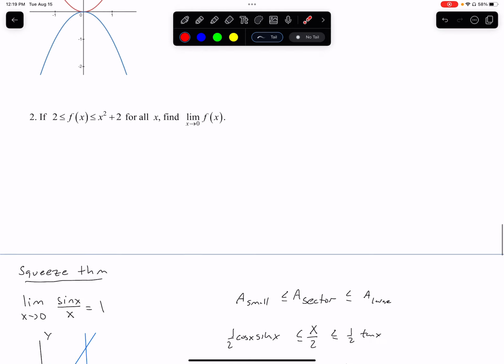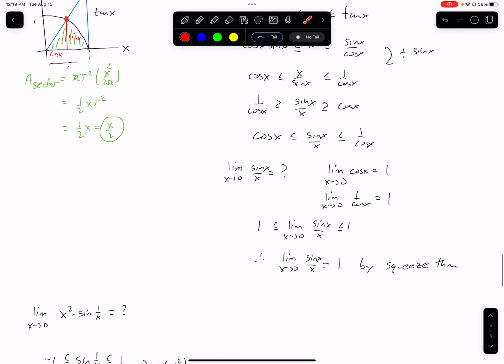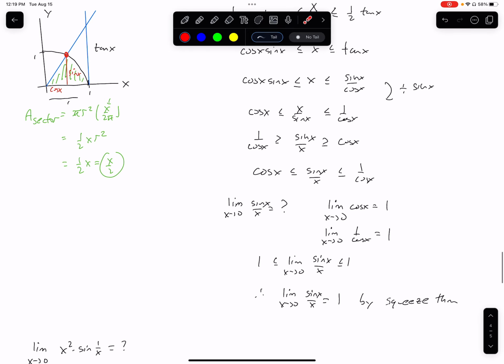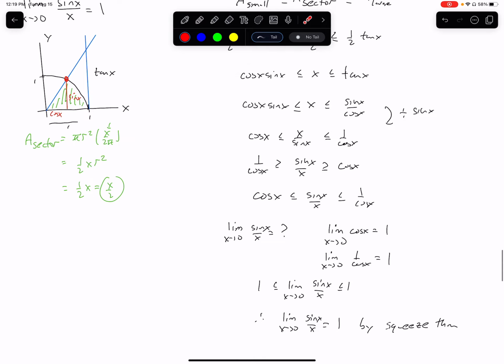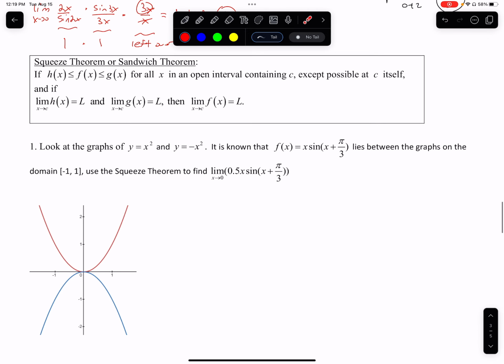And again, we saw that when we did our example for the squeeze theorem. We said if we can find the limit of cosine of x is equal to 1, because we said that sine of x over x is between cosine and 1 over cosine. Cosine is approaching 1 as x approaches 0. 1 over cosine of x also approaches 1. Therefore, sine of x over x also has to approach 1. So, very easy way to look at this. Now, how do we apply this theorem?